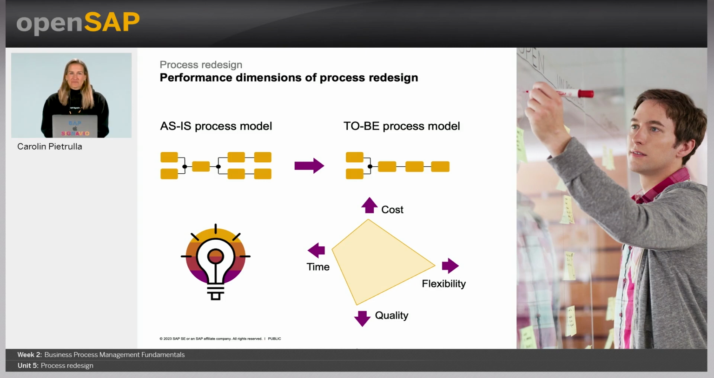When we redesign processes, we usually have to balance between four main priorities. Of course, we want to create a high-quality service or product. However, we need to keep costs as low as possible in as little time as possible, but might want to be flexible in the way we deliver a service or manufacture a product.